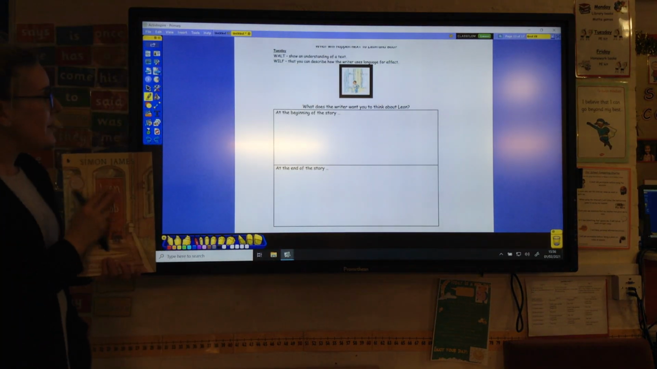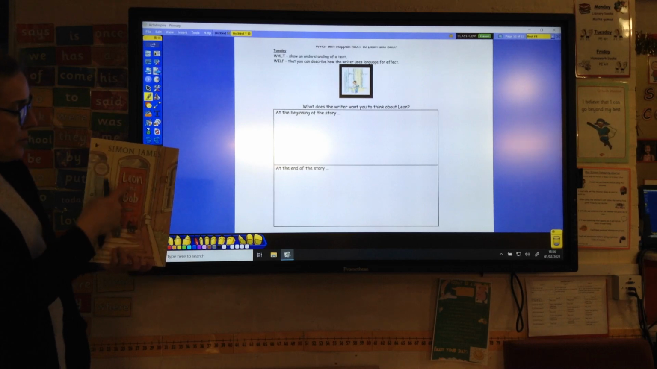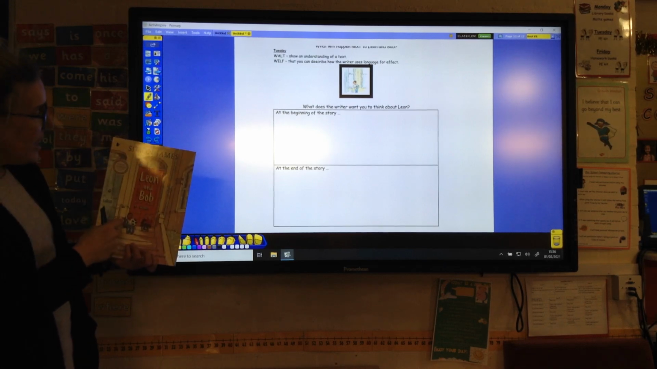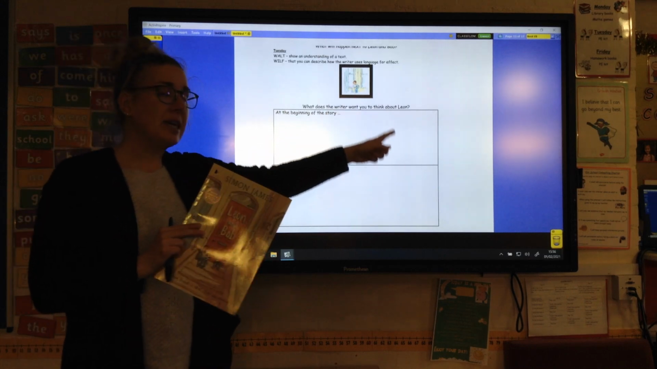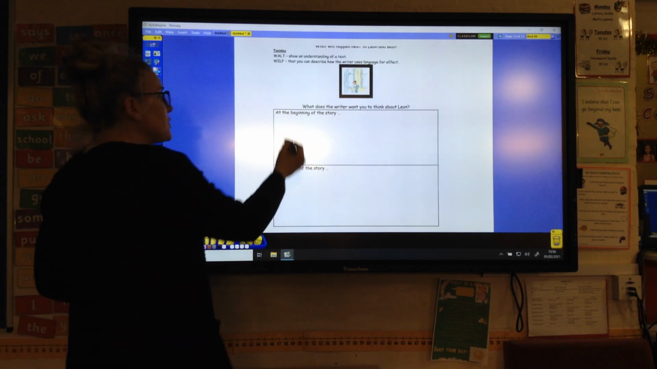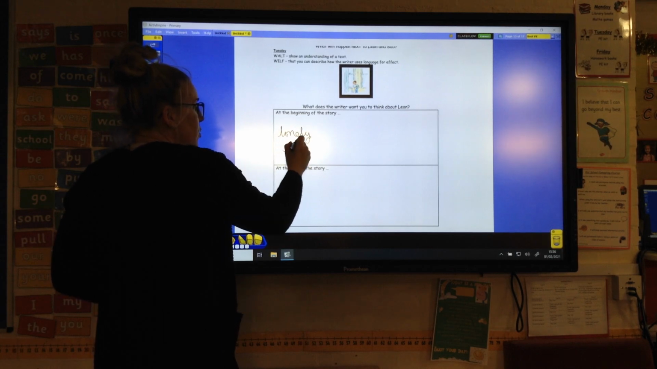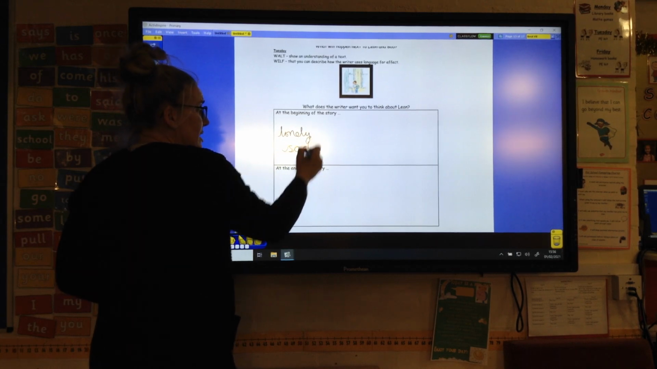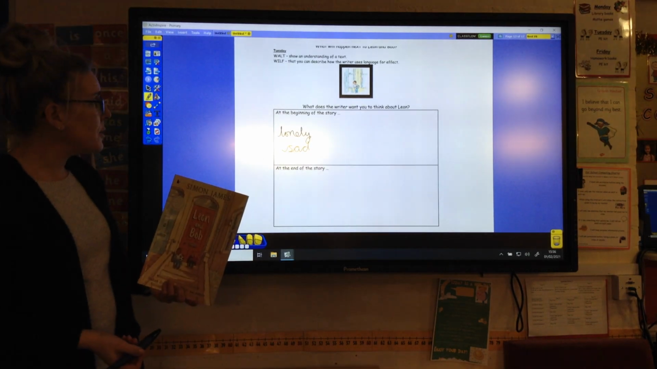Then, still thinking about our book, Leon and Bob. What we're thinking about today is what the writer wants us to think about Leon. So the focus is on Leon, and it asks you to think about Leon at the beginning of the story. So at the beginning of the story, what's he like? Well, he's lonely, he feels quite sad, his dad's gone off and they've moved house, so everything seems a bit scary to him, doesn't it?